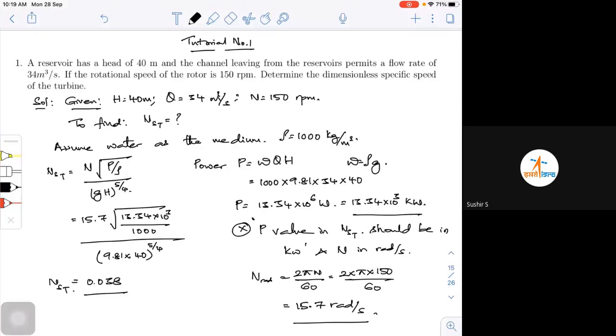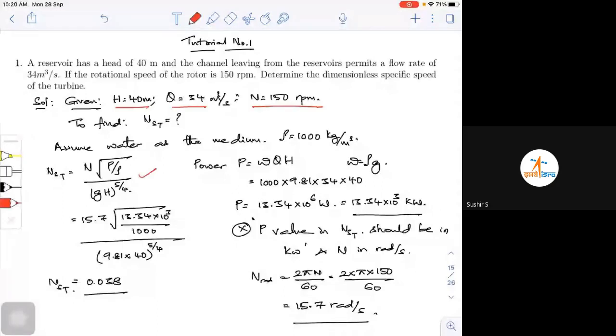Okay. Now look at this particular thing. What is more important here? The most important thing is the head available, that is H, your Q, and your N. Now you have a discharge, you have a head available, you have a speed. I need to calculate the specific speed of it. To calculate the specific speed for a turbine, what is the formula? The formula is N root P by rho divided by GH to the power of 5 by 4.